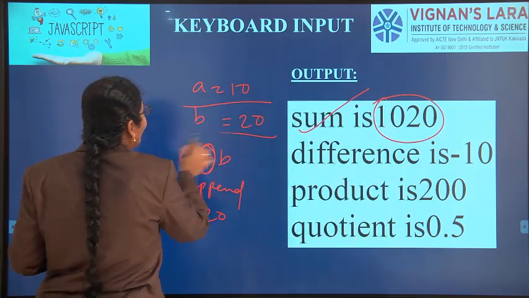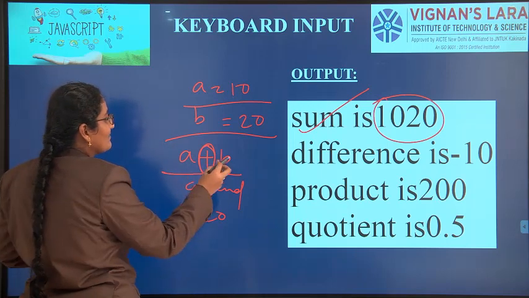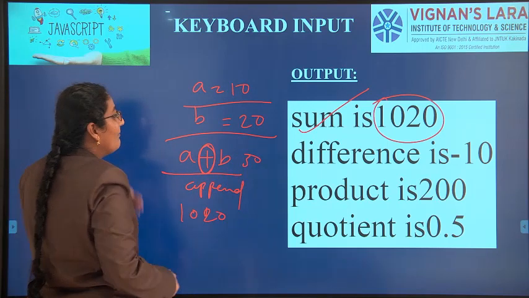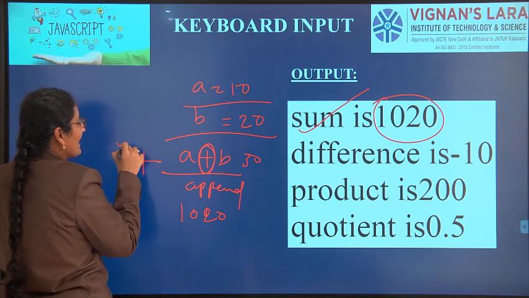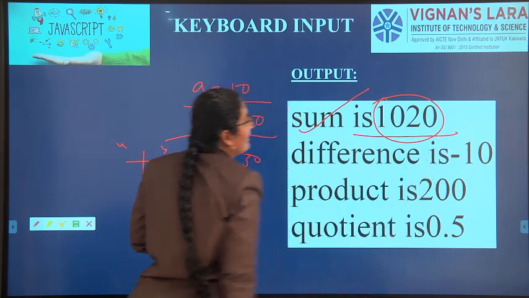A value 10, B value 20 is what I am given. I want A plus B. For me, A plus B means 10 plus 20 is 30. But for the computer, the plus symbol is append. So it appended 10 and 20 and gave 10 and 20 like this.